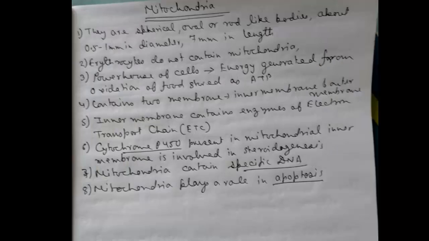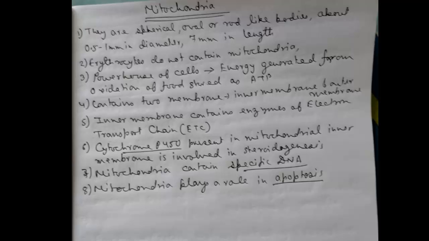Next one is mitochondria. They are spherical, oval or rod-like bodies about 0.5 to 1 micrometer in diameter and 7 micrometers in length. Erythrocytes do not contain mitochondria. Mitochondria is the powerhouse of cells. Energy generated from oxidation of food is stored in this as ATP.